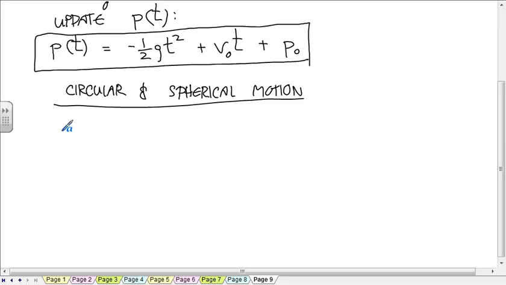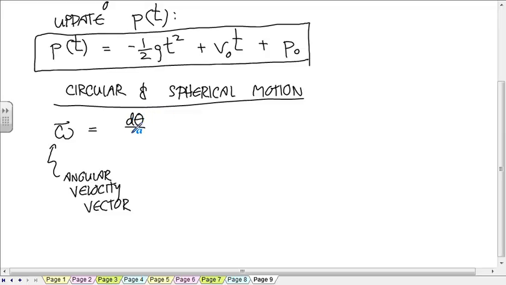And so the angular velocity, omega, it's a vector. And any vector you can think of as a direction and a magnitude. So this has a magnitude that's defined by the rate of change with time of the angular position that's swept out by an object as it goes through.